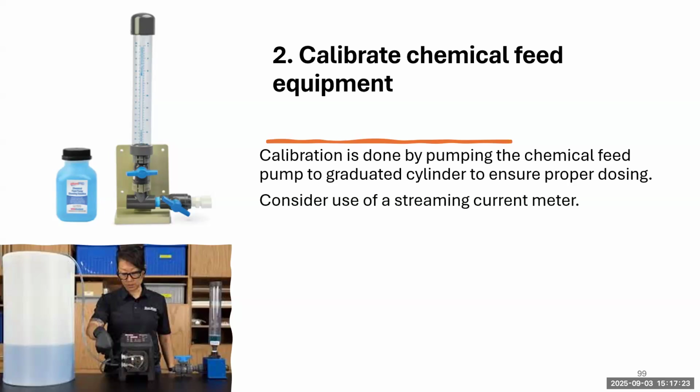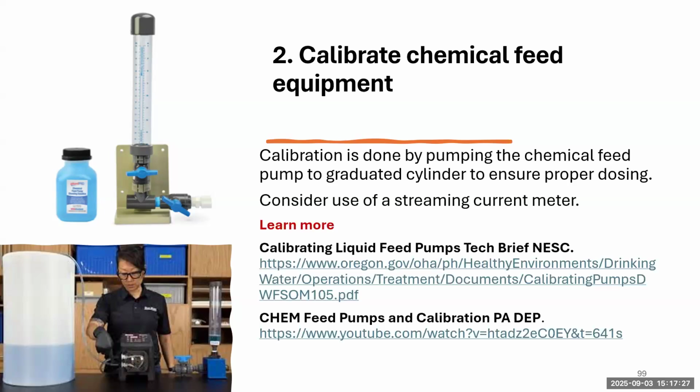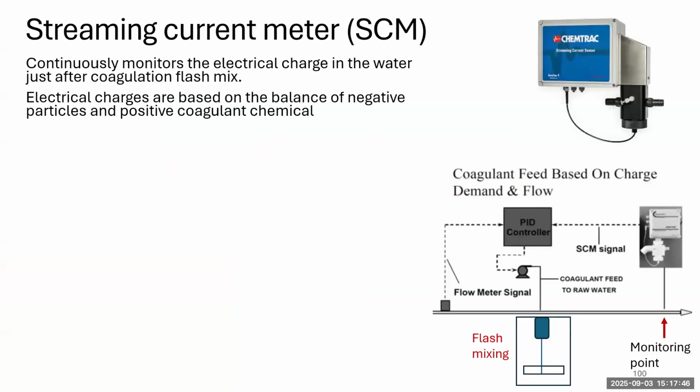Also, a streaming current meter could be a good addition, and I'll talk about that in a moment here. But there's also some resources here. Calibrating liquid feed pumps tech brief, and then there's a chemical feed pumps and calibration document that was created by the Department of Environmental Protection in Pennsylvania. It's a good document. I would suggest adding these to your library.